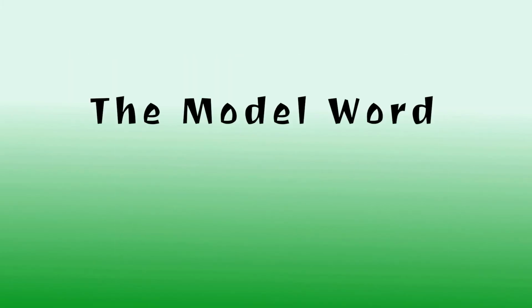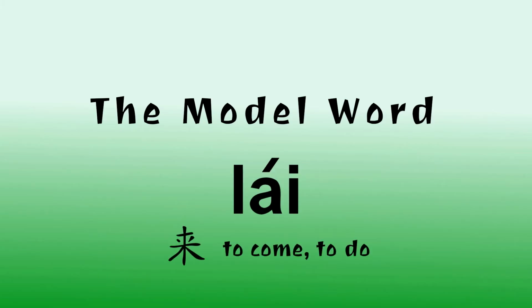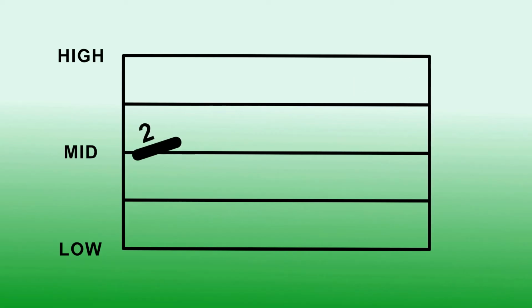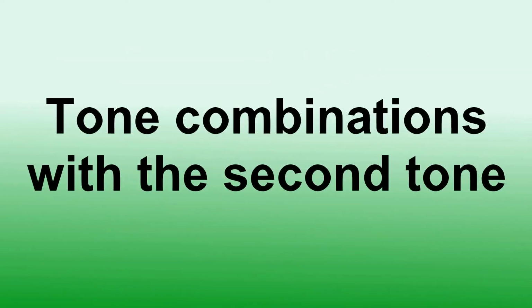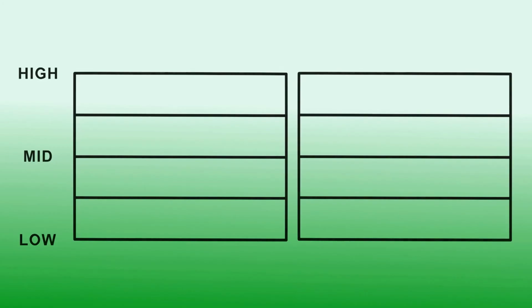The model word for the second tone is 来 meaning to come, or in some contexts, to do. Listen to its pronunciation. 来 来 来 Now listen to these other second tone words. 从 人 和 年 能 蓝 龙. Here are some tone combinations with second tone in them.